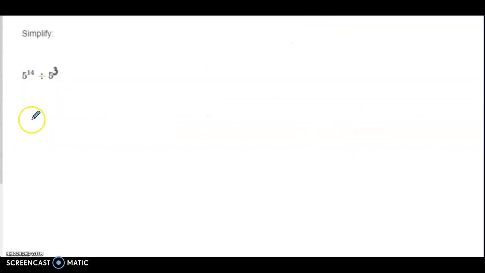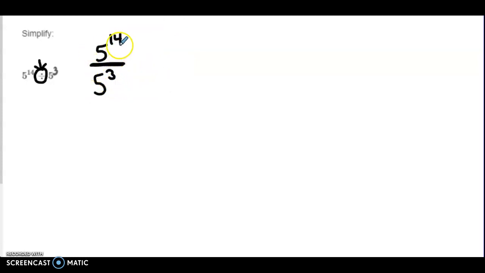Okay. For this one, we want to simplify. Now, this is a division symbol. I don't like using that division symbol. I like to use the fraction bar. Oops, I don't know what I just wrote there. That was supposed to be a 5. So I'm going to rewrite this as 5 to the 14th over 5 to the 3rd. That's the same thing. This division line is the same thing as the division symbol. It just organizes better for me when it's like that.